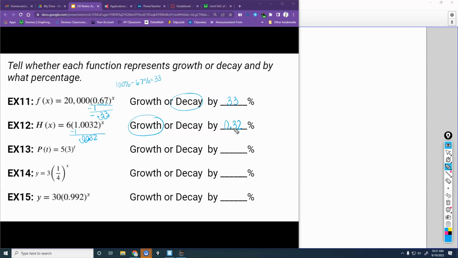Okay. 13's weird. It's not 300. It's 200. All right, so same rule. Subtract 1. That's going to give you 2. But that is a decimal. You've got to move your decimal 2 places. It's 200%.